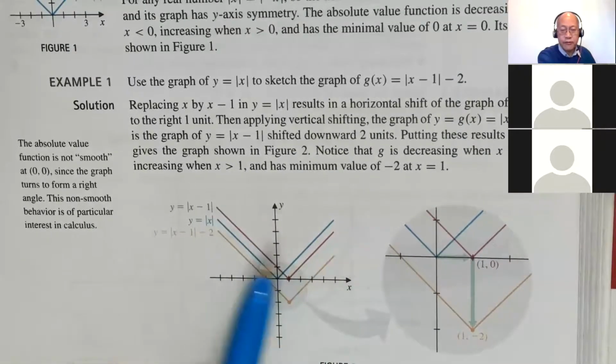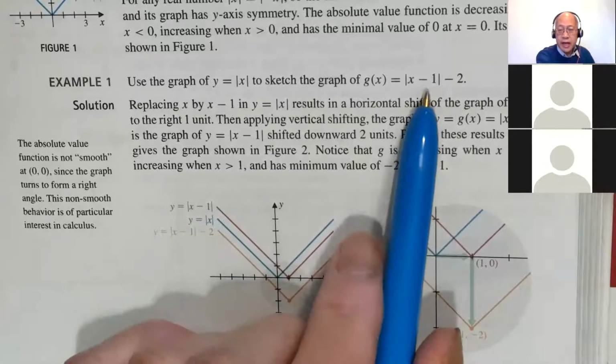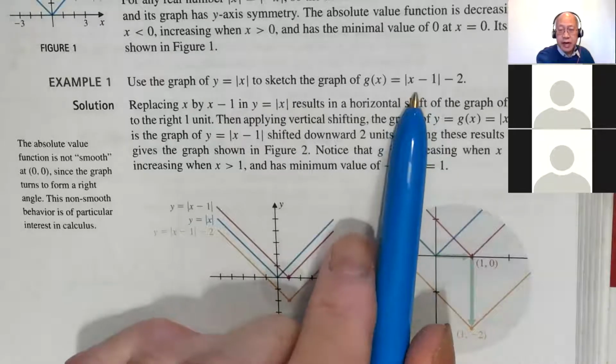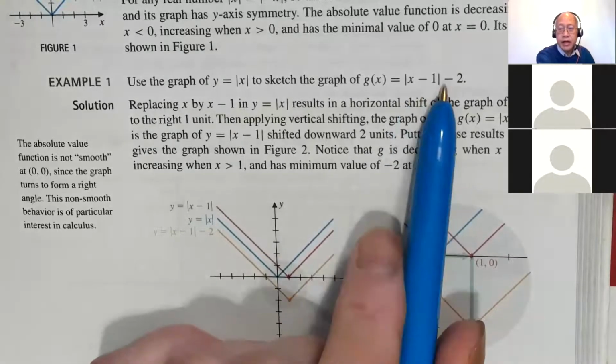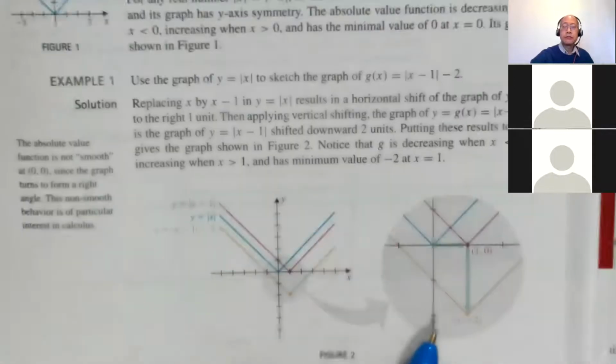So they're trying to show you a blow up of these 3 here. But you can just do it all in one fell swoop. So the absolute value of x goes through the origin. And then x gets replaced by x minus 1, move 1 to the right. And then the -2 means 2 units down. Okay.